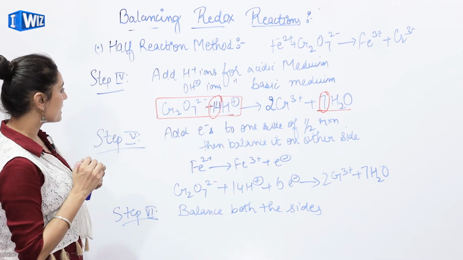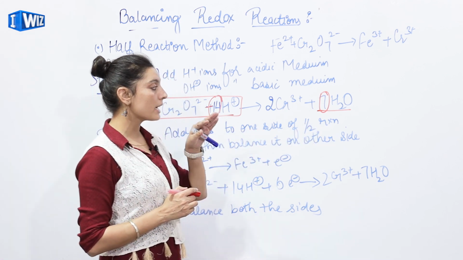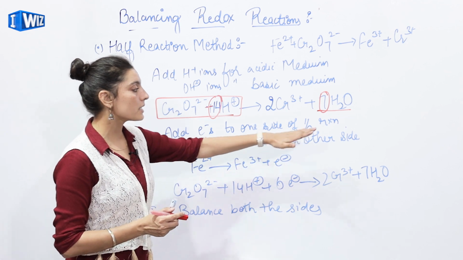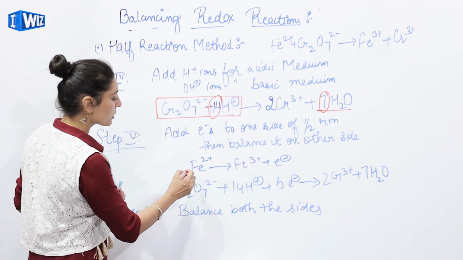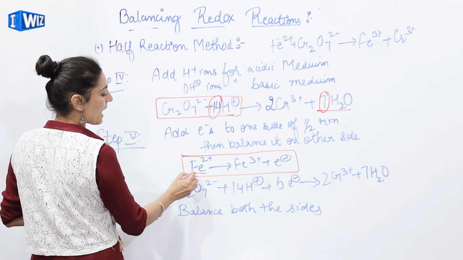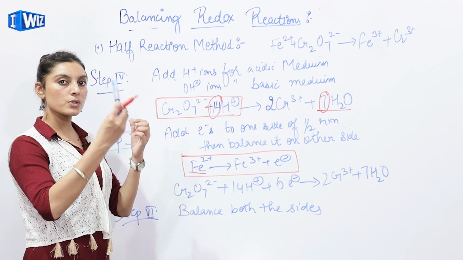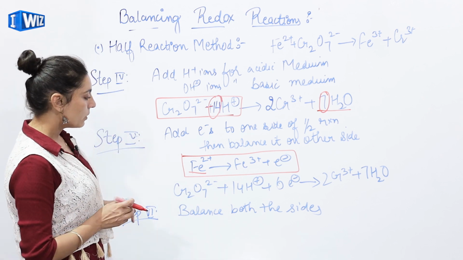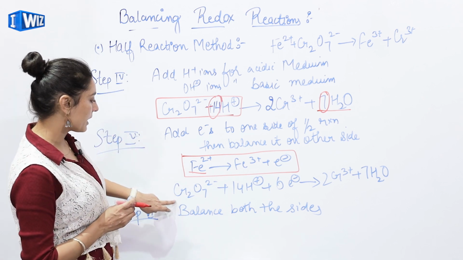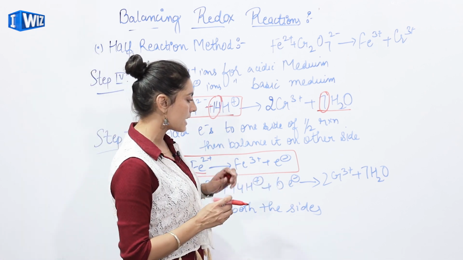Let's move ahead with the next step that says add the electrons to one side of the half reaction, then balance it on the other side. Because we know that this was the oxidation that has taken place, iron loses one of its electrons to change from the ferrous to the ferric form. Now in the next step we have dichromate ions plus 14H positive and 6 electrons.